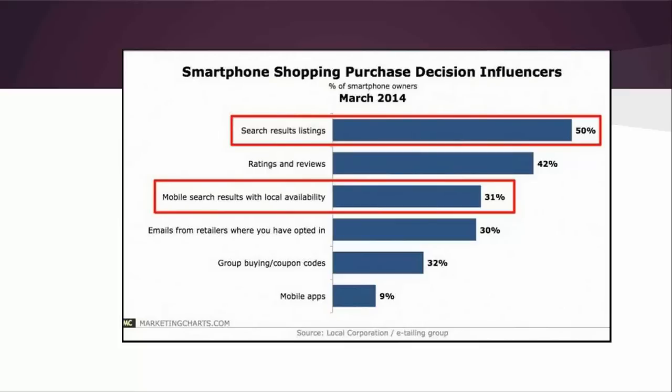I found that strange and actually pretty intriguing, and dug into it a little bit further, and it's all true that if you search well and you rank well with your search engine optimization, that builds a big trust factor with your company, and it's more important than ratings and reviews. And then just below that is mobile search results with local availability. And underneath that, you can see emails from retailers where you've opted in, group buying codes, and then mobile apps. So how you rank online is very, very important.